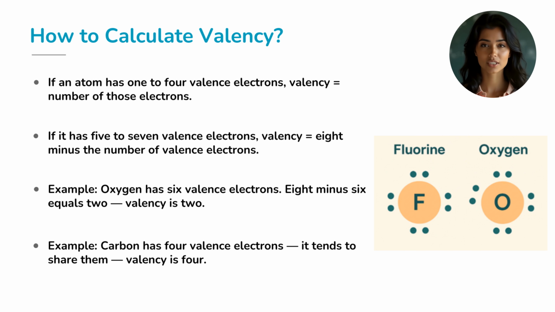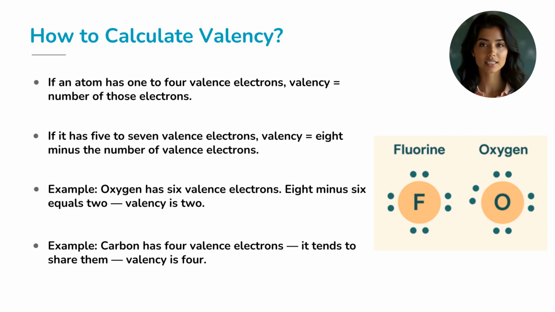Now, how do we calculate valency? Here's the simple rule: if an atom has 1 to 4 valence electrons, its valency is equal to that number. If it has 5 to 7, the valency equals 8 minus the number of valence electrons. Let's try a few examples. Oxygen has 6 valence electrons. 8 minus 6 gives us 2. So oxygen has a valency of 2.